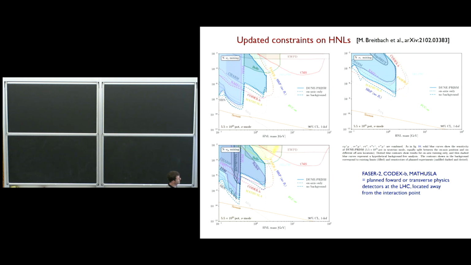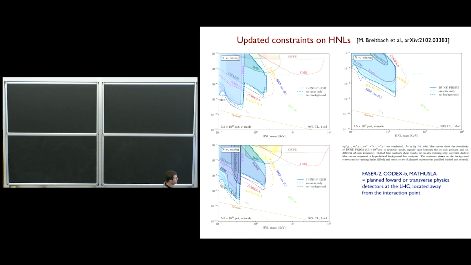Let me read just to be sure I remember correctly. There is a solid blue curve, there is a dotted one, and there is a dashed line. The dotted blue curve corresponds to on-axis running of PRISM. The thin dashed blue curve corresponds to a background-free analysis.